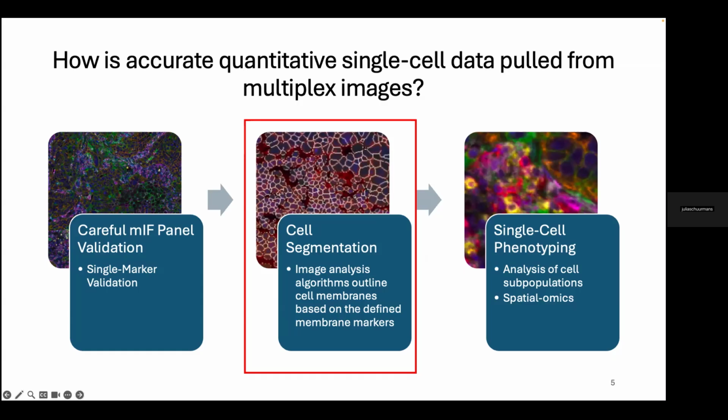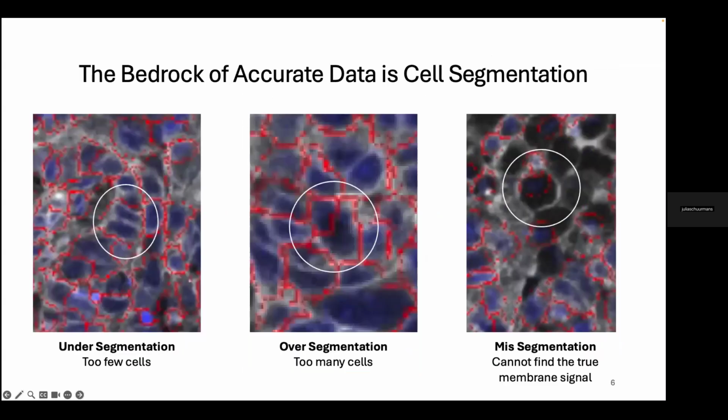This is a really important step within the software because you need accurate cell segmentation in order to get accurate single cell phenotyping. And we have run into issues with this, which I'm going to walk through now. So, like I just said, the bedrock of accurate data for multiplex immunofluorescence is cell segmentation. And some of the issues that we are seeing with cell segmentation currently are under segmentation, where we end up having two cells labeled as one, and this is a problem for phenotyping, and also just for general cell counts. We'll get an incorrect counting of how many cells are in our image.